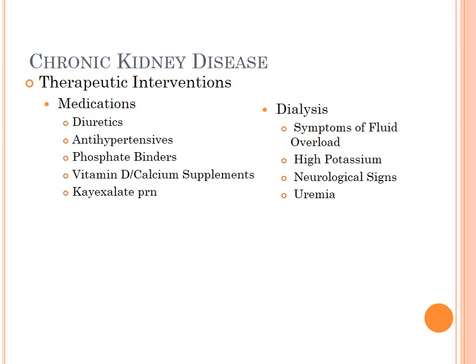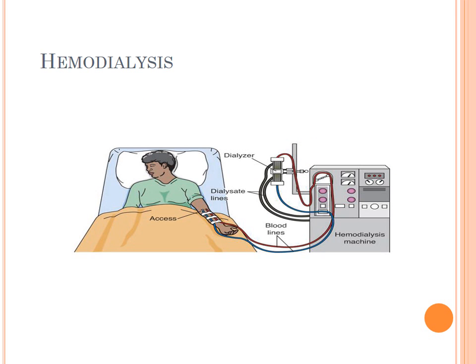Dialysis is used for fluid overload, hyperkalemia, uremia, and neurologic signs. Dialysis may be performed, and this slide shows a picture of hemodialysis, where a machine is actually functioning as the kidney. And remember, somebody with a low GFR is going to require hemodialysis to perform the functions that the kidney would have.